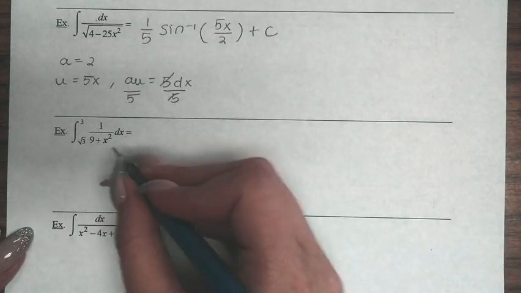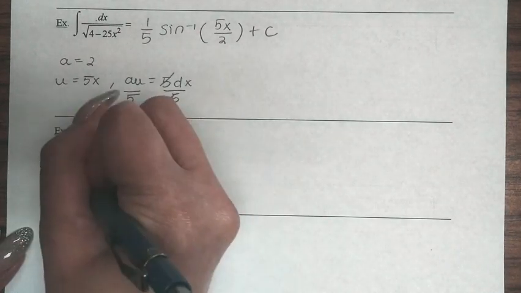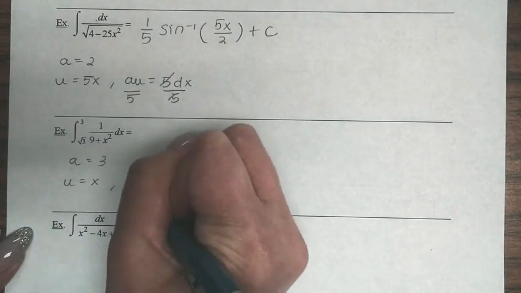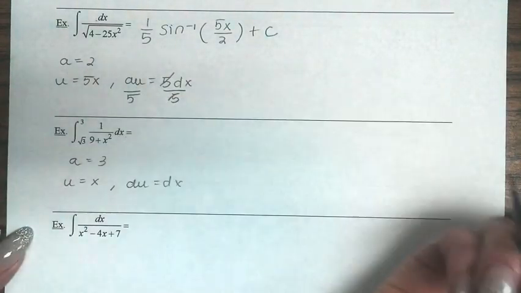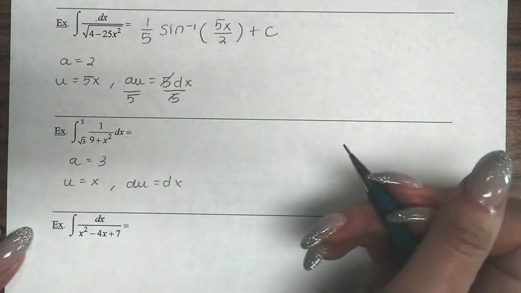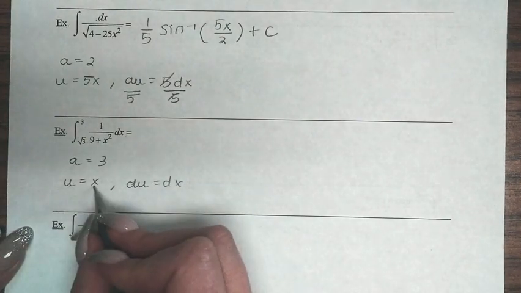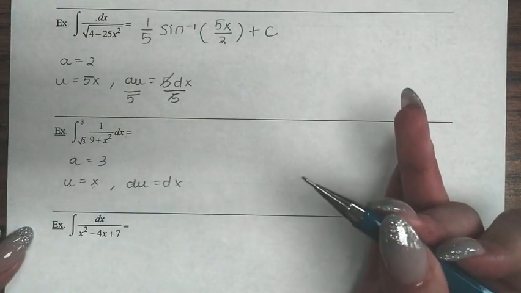So what you have here is that a is going to be 3 and u is going to be x. You can see that du is equal to dx, so you don't need to complete anything. It's pretty nice. You don't need to change the limits of integration, because u is equal to x, so the limits of integration stay the same.